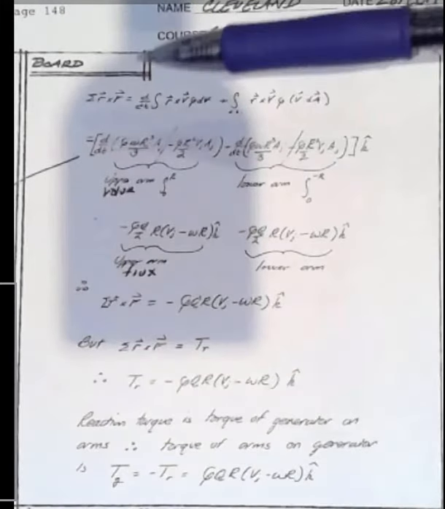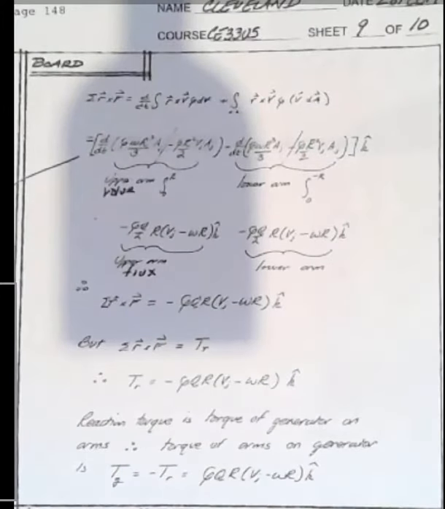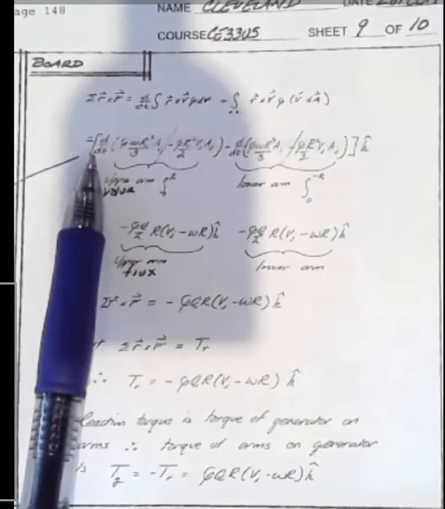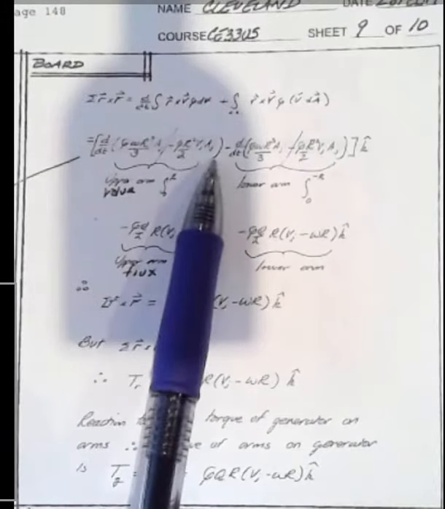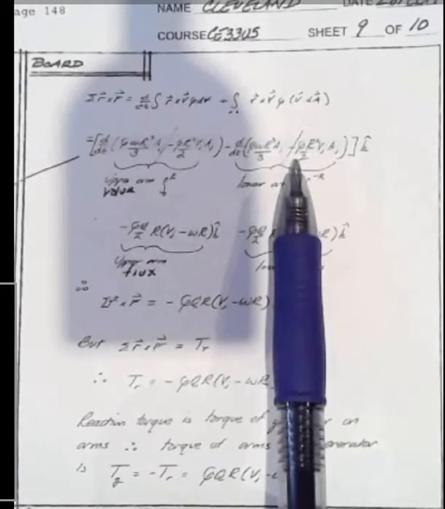Continuing with the analysis, so we've determined what r cross v is in the prior page, and now we'll go ahead and insert those into the various parts of the formula. We have d by dt, and this term right here is the integral from 0 to capital R of r cross v rho dv, and this term right here is the integral from minus R to 0 of r cross v rho dv. So this is the upper arm, and this is the lower arm.